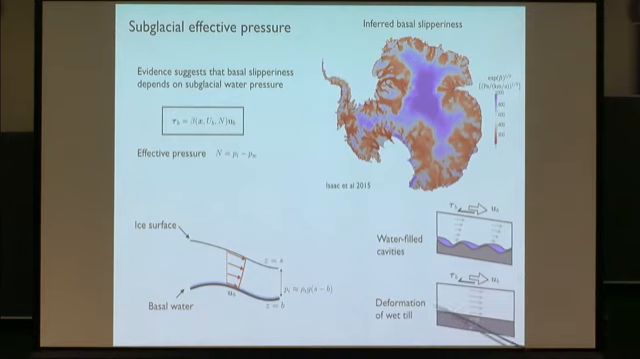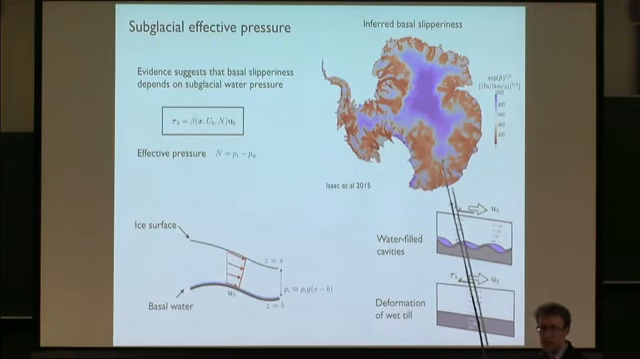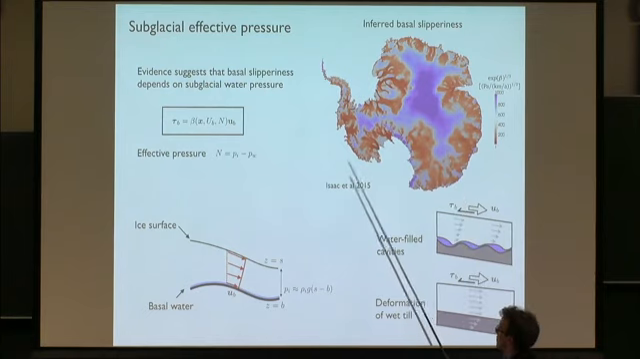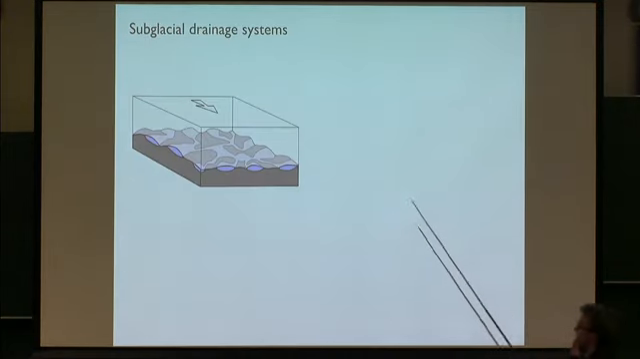And so the deformation of the till underneath, it's called till, depends upon this effective pressure. For the purposes of this talk, all I care about is that we want to know how this effective pressure varies in space. And so that's the motivation for trying to model the subglacial drainage system, which is what I'm going to talk about now.